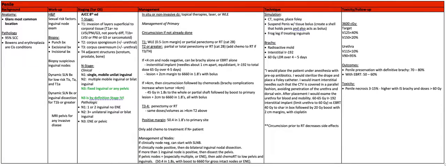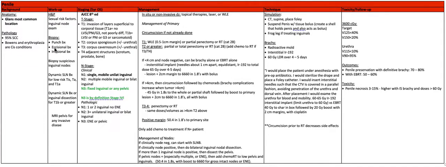Penile cancer. Background. Anatomy. The glans is the most common location. Pathology. 95% squamous cell. Bowen's disease and erythroplasia of Queyrat are carcinoma in situ conditions. Workup. H&P. Assess sexual risk factors and do an inguinal node exam.